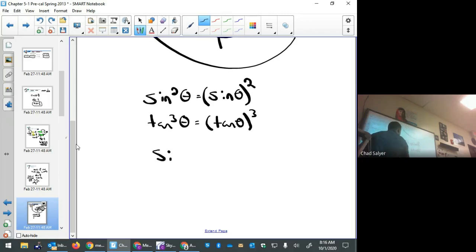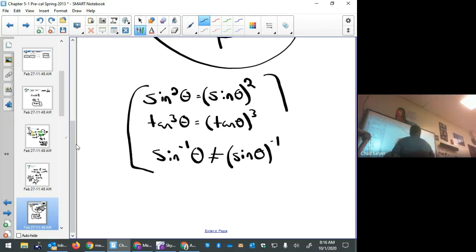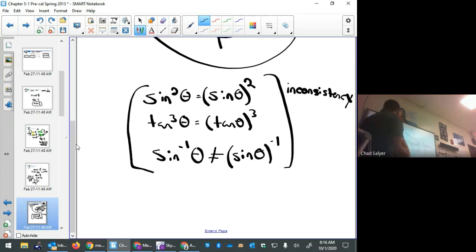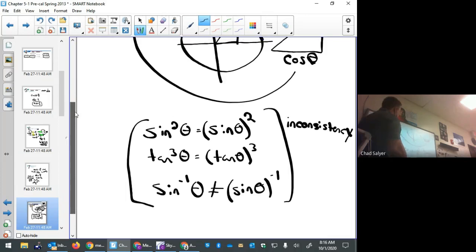But if I have sine -1 of theta, that is not equal to the sine of theta to the -1 power. You see how this is an inconsistency? This means the functional inverse, not the reciprocal. So this is, again, a notational inconsistency. That's why I prefer the term arc sine. But something to make note of, this is an inconsistency in notation. It's a flaw in our mathematical notation that doesn't work out to be the same.